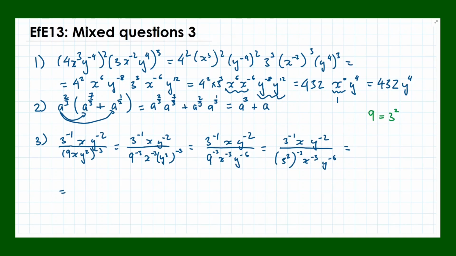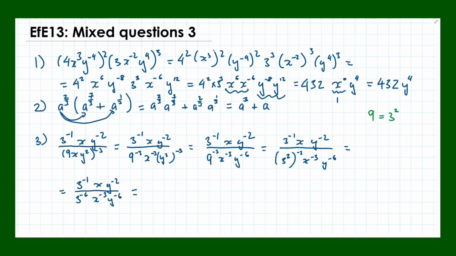Now next, what I'm going to do, I'm going to keep 3 to the negative 1, x, y to the negative 2, all over. Now 3 is squared and then it raised to the negative 3, so I've got now 3 to the negative 6 because 2 times negative 3 gives me negative 6. I'm going to keep x to the negative 3 and I'm going to keep y to the negative 6.